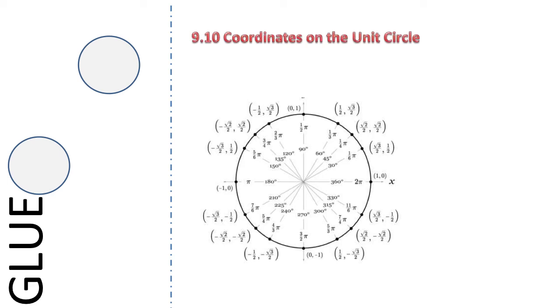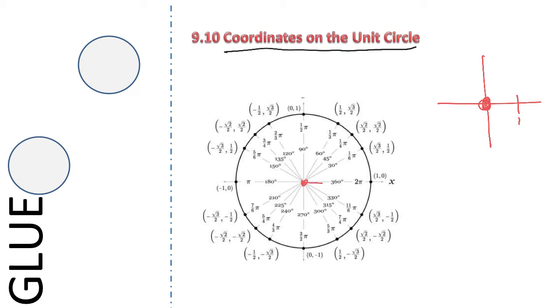Now that we've talked about how to draw the reference triangles on the unit circle and figure out different trig functions, we're going to put it all together and just talk about coordinates on the unit circle. So the unit circle is centered at the origin and it has a radius of 1.